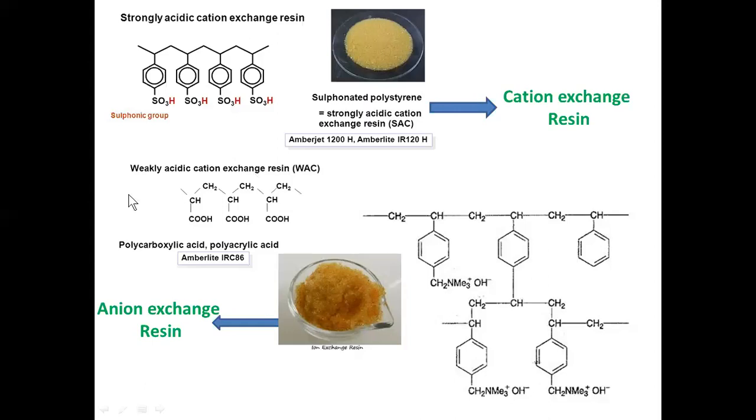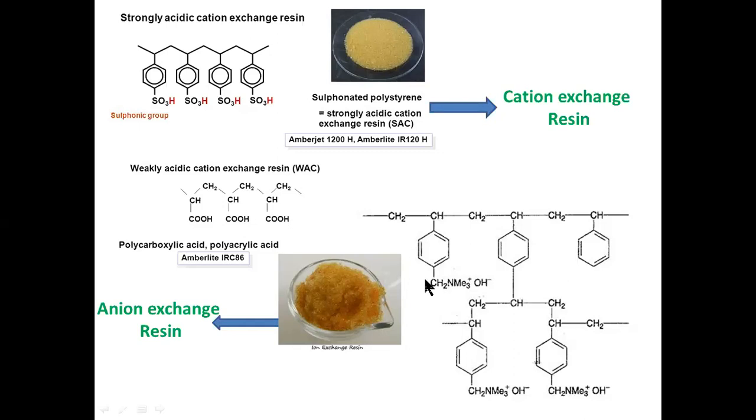Even weakly acidic cation exchange resins can also be prepared. These weakly acidic cation exchange resins comprise functional groups such as COOH, carboxylic acid functional groups. These carboxylic acid functional groups also undergo dissociation to get converted to carboxylate anion and hydrogen ion, where the carboxylate anion COO minus is fixed to the polymeric surface and the H plus ion is available freely for the exchange process. So this is also one of the examples to show weakly acidic carboxylic acid cation exchange resins.